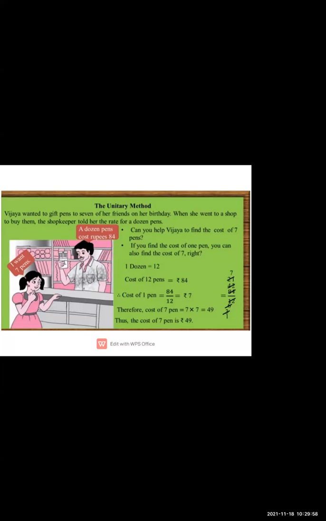See here, can you help Vijaya to find the cost of 7 pens? What is the cost of 7 pens? That we don't know. Okay, why? Because we directly have a dozen pens, that costs rupees 84. If you find the cost of one pen, you can also find the cost of 7. If we find the cost of one pen, then only we can find the cost of 7 pens. Directly I have told this is 12 pens and the cost of 12 pens is 84, but you want 7 pens, so what will you do?